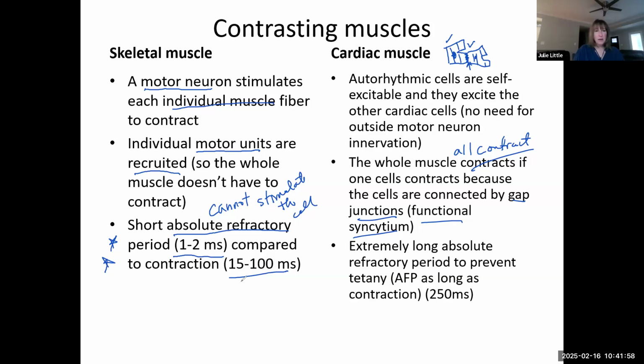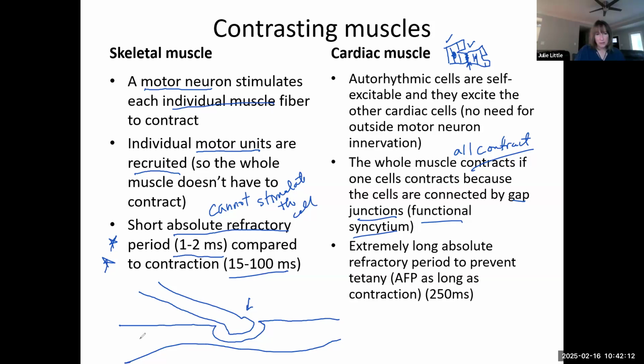Also, instead of a motor neuron coming out, like here's a motor neuron, and this is the bouton or the axonal terminal. And here's our skeletal muscle cell. And then we have that synaptic cleft. Oh, that's getting better and better every day with the drawings.